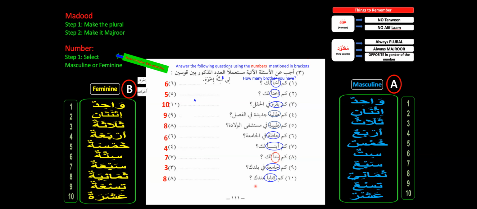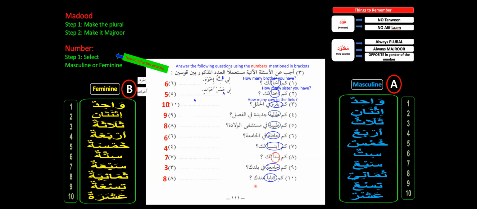Kam ukhtan lak. Now we have to say 5 sisters. I have 5 sisters. How will you say that? Following the same formula, same steps. Li khamsu akhawatin. Why? Because what's the singular of akhawatin? Ukhtun. Ukhtun is a feminine word. So then you will choose number 5 from the masculine side, khamsu. You will not choose from the feminine side. I hope it is clear.